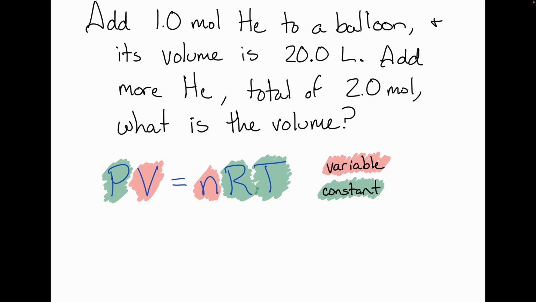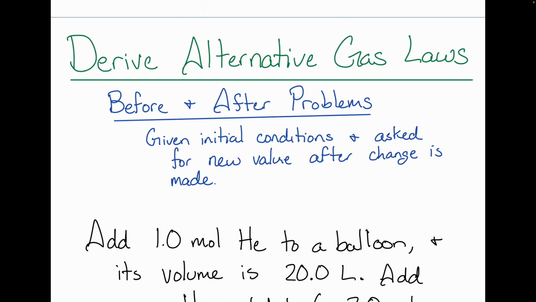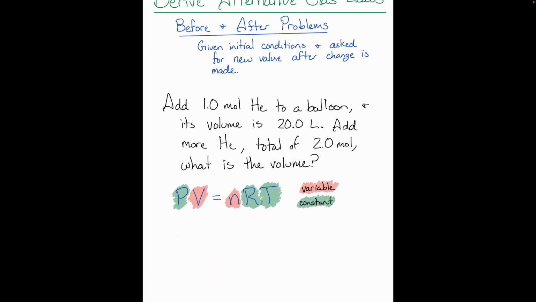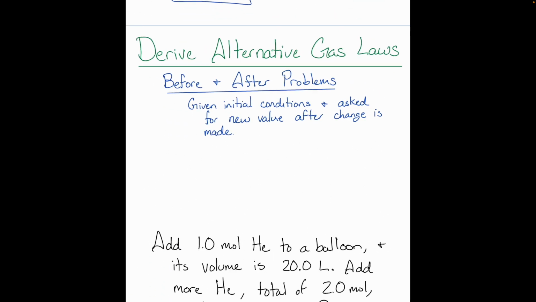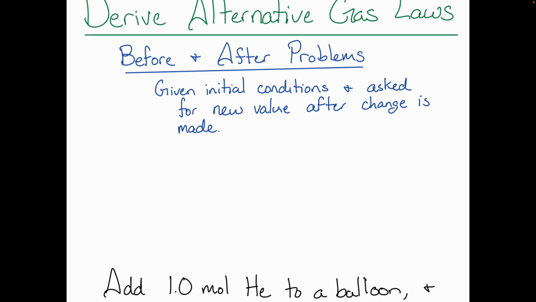All right, and now first let's just make note. We're deriving this business here. So how are we doing this? Step 1, we're going to identify our variables and constants in the ideal gas law.